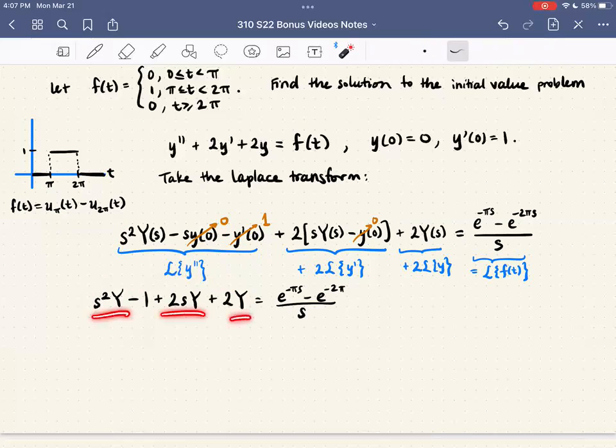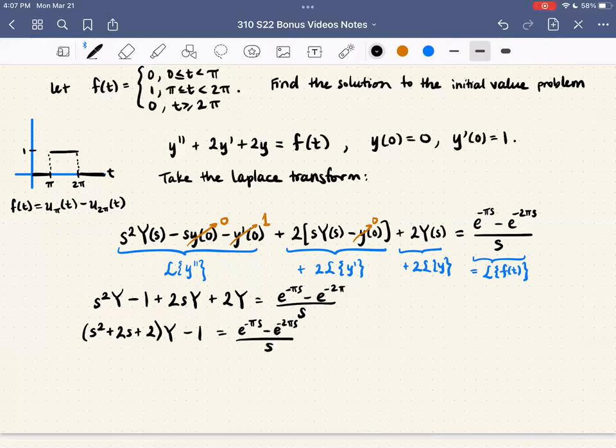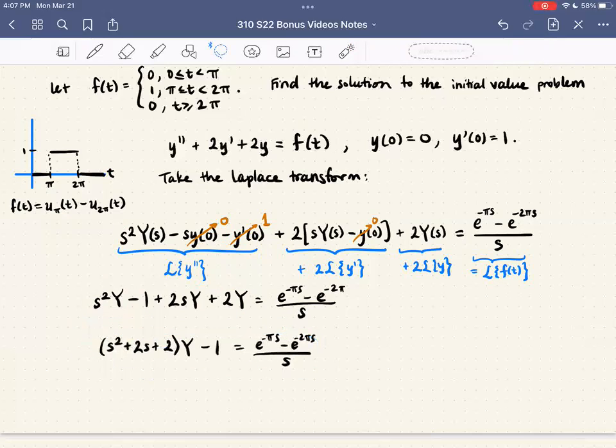So I need to group things that have capital Y in them. That gives me s squared plus 2s plus 2 times capital Y minus 1, and that's equal to our right-hand side. I can add this 1 to both sides. So really I have plus 1 there, just added that over. And now I'm going to divide both sides by s squared plus 2s plus 2, so I'm trying to isolate this capital Y.